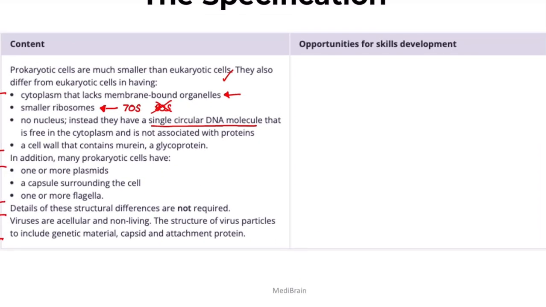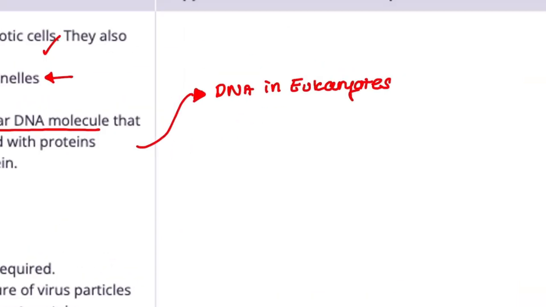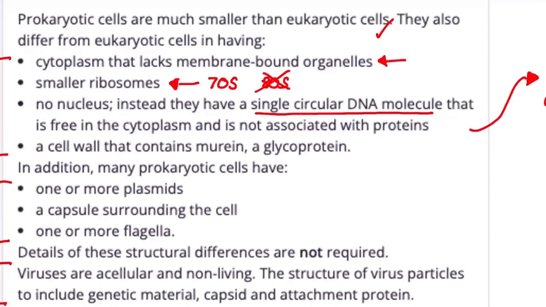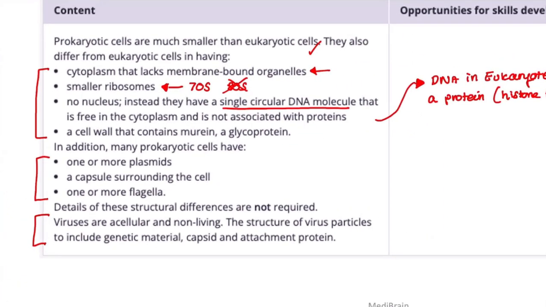So if I just add that in, we've not looked at it yet, but basically DNA in eukaryotes is bound to a protein which is called the histone protein. Whereas in prokaryotes, the DNA is not bound with any proteins. In eukaryotes, you have the DNA which is tightly coiled because of the histone protein. The histone protein allows that tight coiling of DNA.